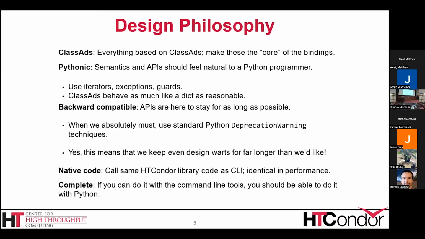These bindings are supposed to use native code. They're not just fork-execing the command line tools in the background, so they should be fairly well performing. And like I mentioned before, we aim to be complete with these. At least I think what we've done is, any automated tool that you've developed in the past using the command line tools, you should be able to do with the Python bindings, and hopefully a lot easier with the Python bindings.